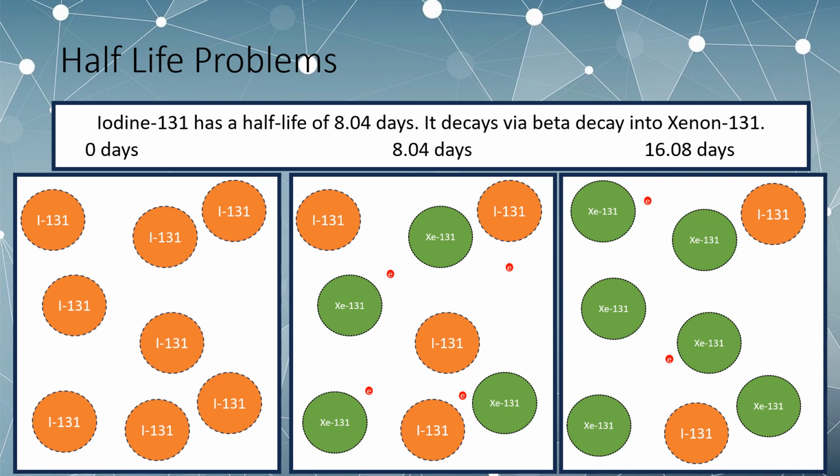Important to note that in this case, this is one of those few examples when we talk about radioactive decay, this xenon-131 is actually still unstable and will decay via gamma decay following this process. We haven't shown that here as we're more focused on the iodine decay and talking about half-life, but it is something important to remember.